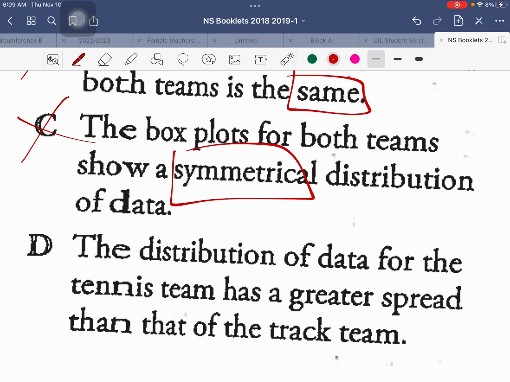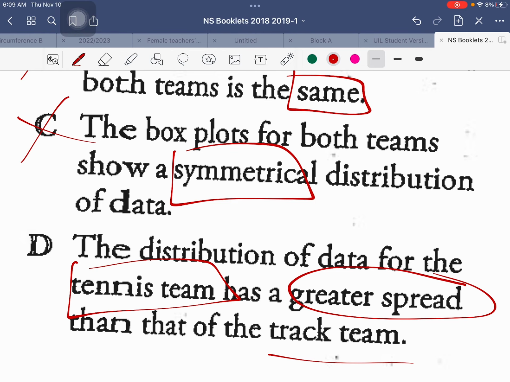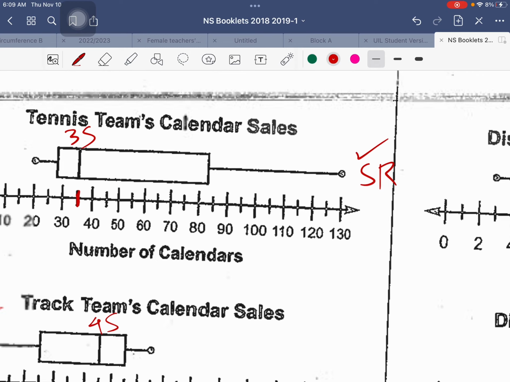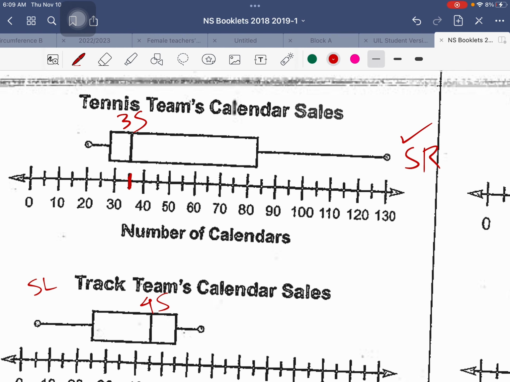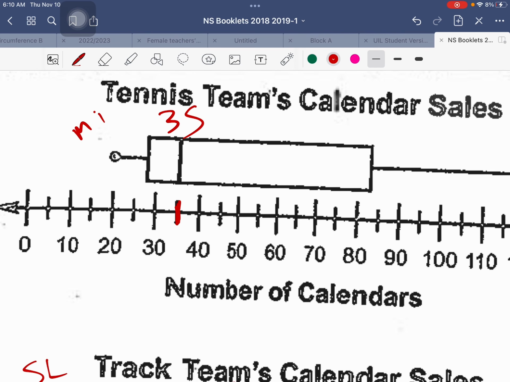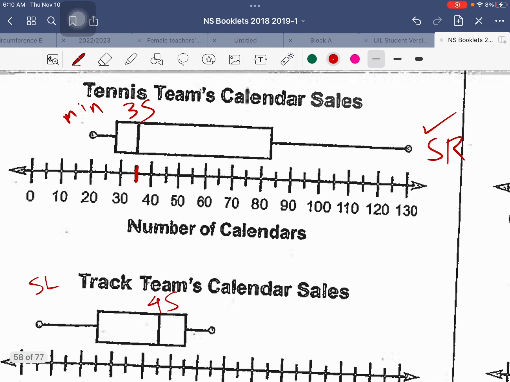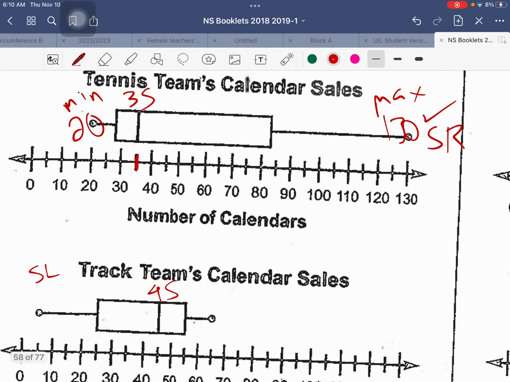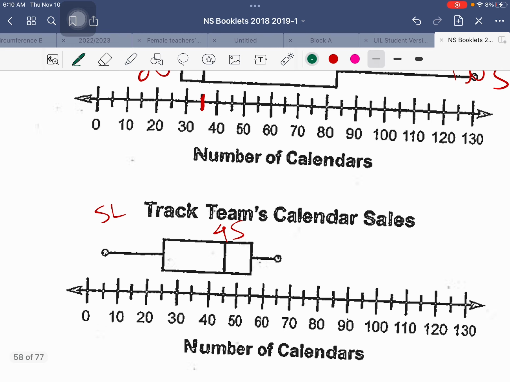The distribution of the data for the tennis team has a greater spread than that of the track team. Okay, so that we can check. The tennis team, well, take a look at the spread. How big is it, from the minimum to the maximum? Now, I'm pretty sure you can see the difference, but just in case, the minimum is 20 and the max is 130. Wow. I shouldn't even have to do this one.